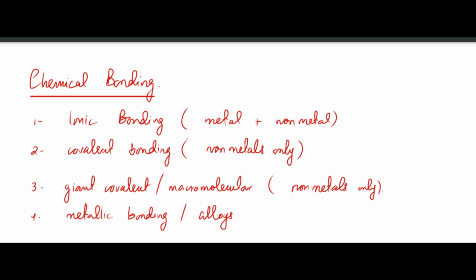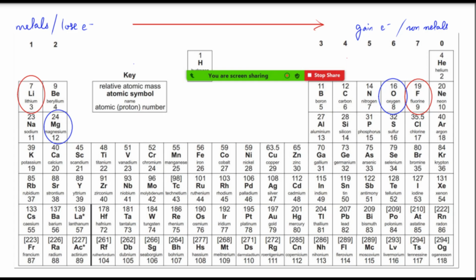This topic will explain chemical bonding, and under that topic we will be discussing ionic bonding only. Let's start. As we see the periodic table in front of us, the elements are arranged in increasing order of their atomic number, and on the left hand side we have metals, and on the right hand side we have non-metals.